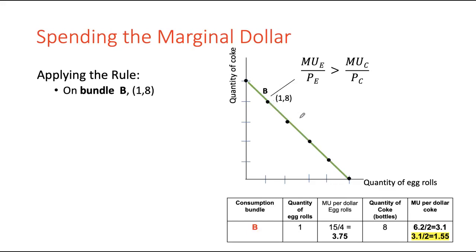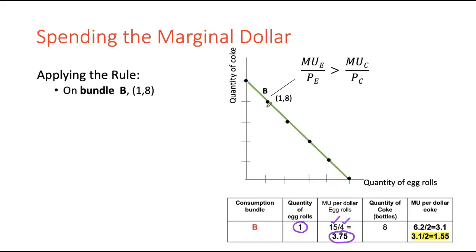So what I have to do is look at the marginal utility from the last egg roll consumed. In this case, that's the first one. And my marginal utility for the first egg roll is 15 divided by the price of egg roll, which is 4, which gives me 3.75. Compare this marginal utility per dollar for egg roll on bundle B with the marginal utility per dollar for Coke.